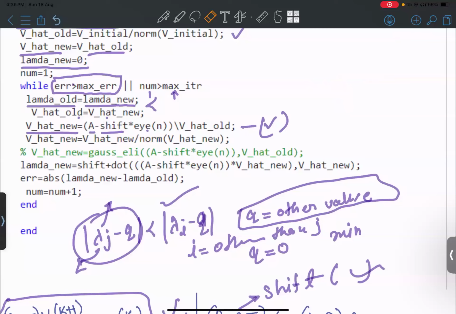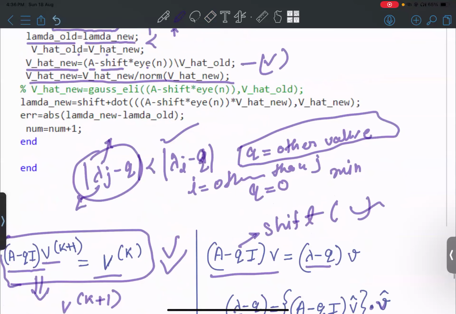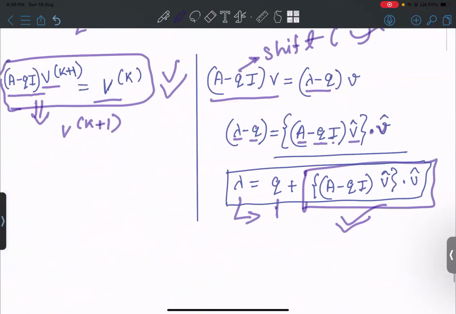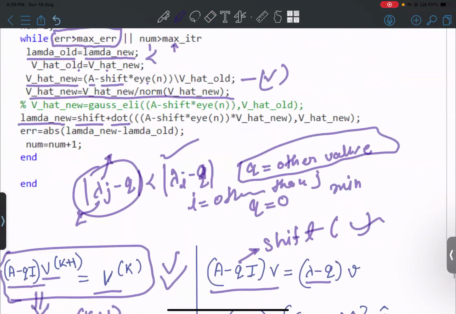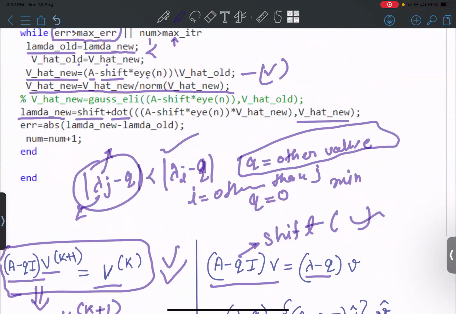Once I have solved it, I have simply normalized it. Once I have normalized it, I want to find lambda new. Lambda new will be the shift q plus the dot product of v hat and a minus qi multiplied by v hat. This term I want to express here: shift plus dot product of v hat of new and a minus shift identity matrix multiplied by v hat of new. From here I will find lambda new.